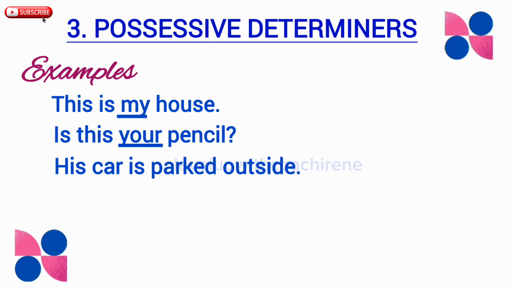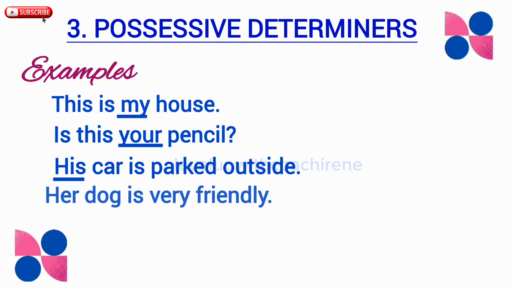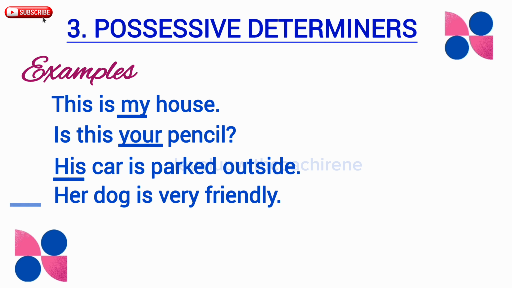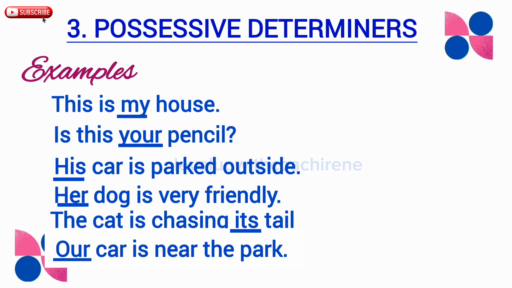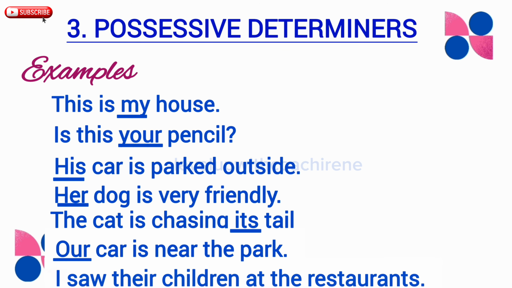His car is parked outside. His shows that the car belongs to a male person. Her dog is very friendly. The cat is chasing its tail. Its refers to the tail that belongs to the cat. Our car is near the park. I saw their children at the restaurant. Possessive determinants always come before a noun and show ownership of something that belongs to someone or something.